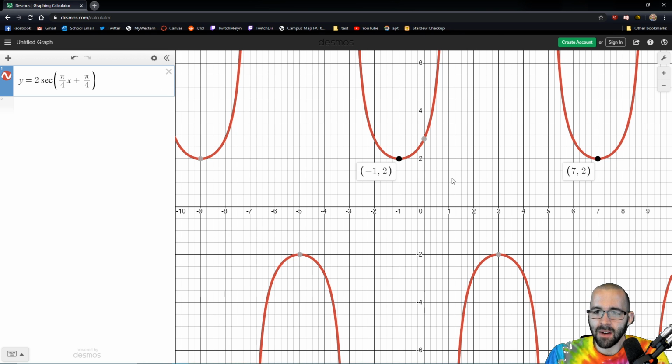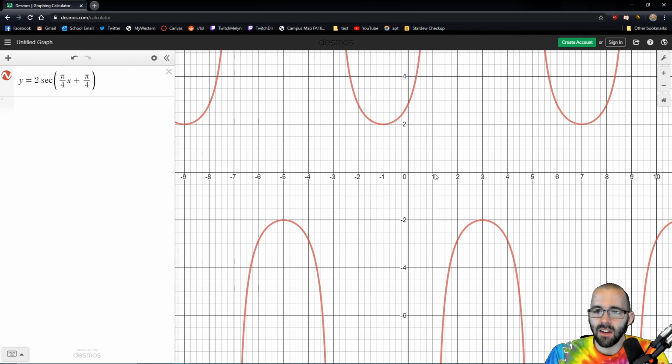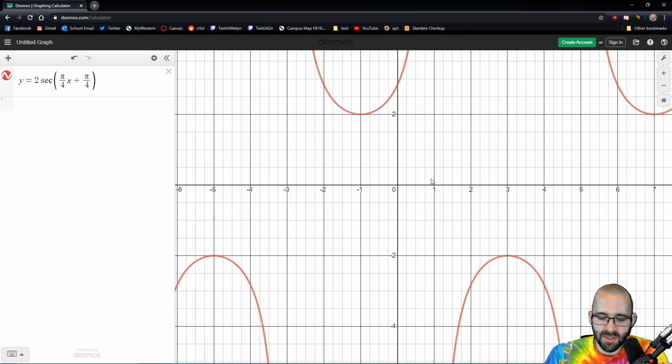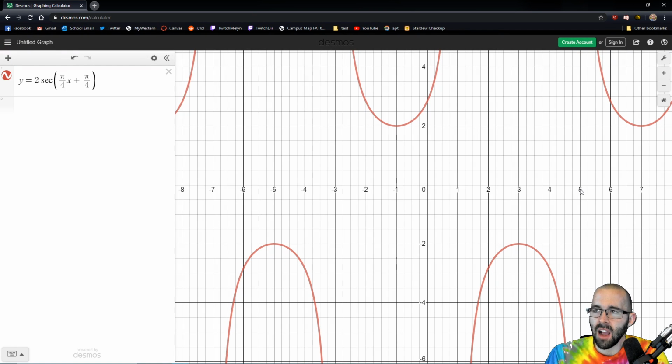We made a mistake. The first one is at 1, not 2. Okay, so where did that mistake come from? It should be 1, and then every 4 after that. So 1, 5, 9, etc. So that's why we check our answers.